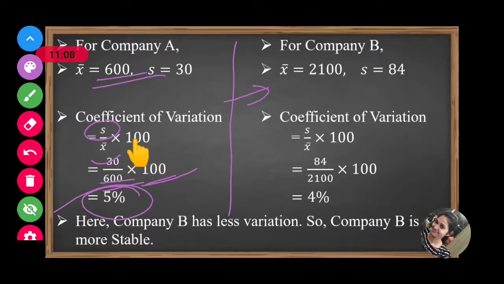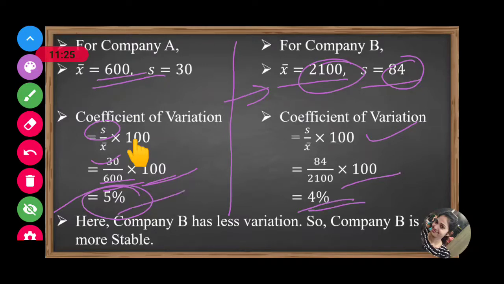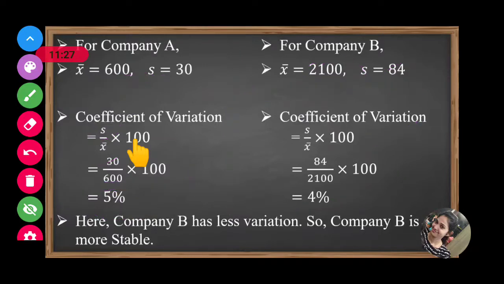In the same way, complete it for company B. For company B, X bar is given in the question as 2100 and S is given as 84. Coefficient of variation is equal to S upon X bar into 100. S is 84 upon X bar 2100 into 100. Answer is 4%. Here this is the degree of variation.